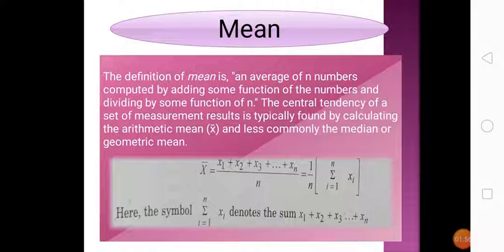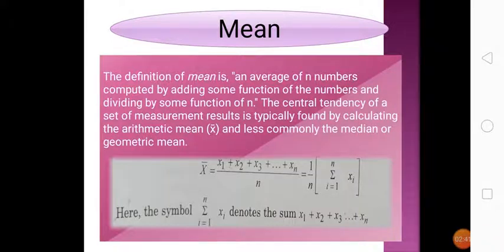You can see in the slide, we can represent it in a mathematical expression. If x1, x2, x3 and so on to xn are n values of variable x, then the arithmetic mean of these values is denoted by x bar and is defined as this expression. Here the symbol summation from i equals 1 to n of xi denotes the sum of x1, x2, x3 and so on. In other words, the arithmetic mean of a set of observations is equal to the sum divided by the total number of observations.